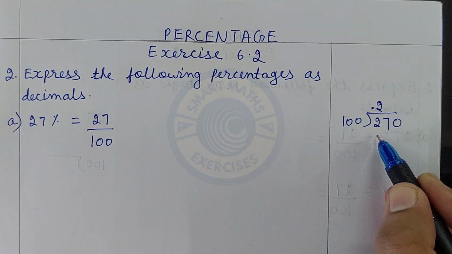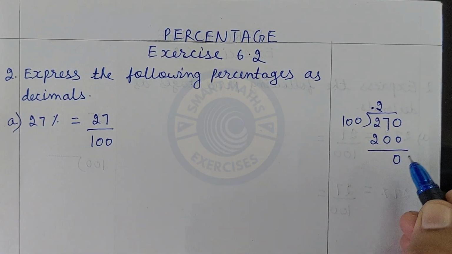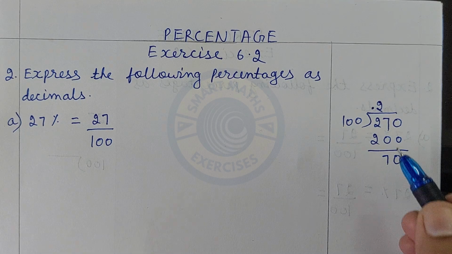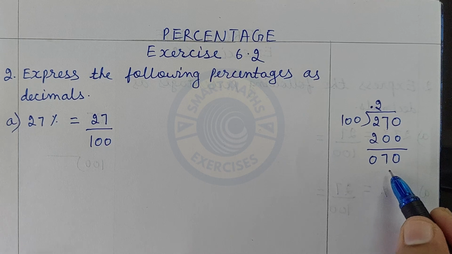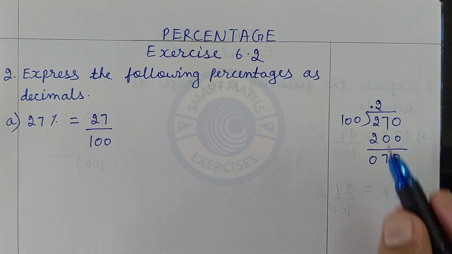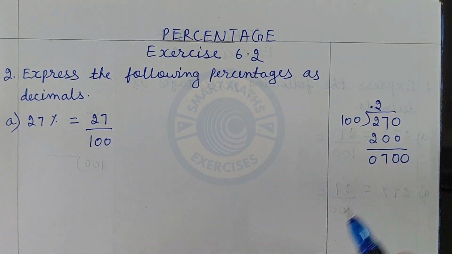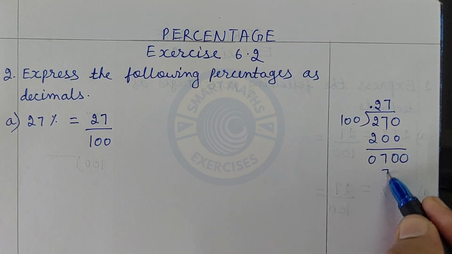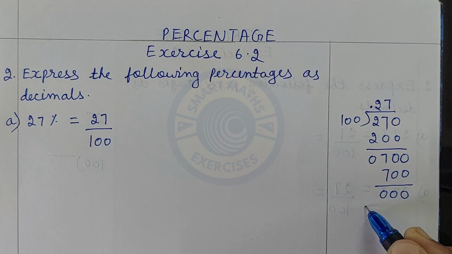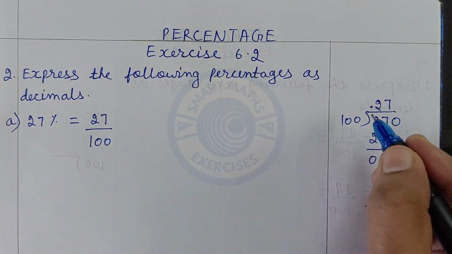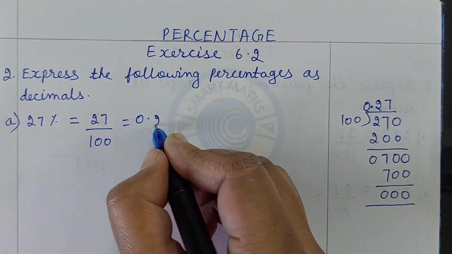100 twos are 200. 0 minus 0 is 0. 7 minus 0 is 7. 2 minus 2 is 0. Now we have to get 0 as a remainder, but we have 70 here. Since we already have a decimal point here, we can directly add a 0 here. So 100 sevens are 700. 0 minus 0 is 0. 0 minus 0 is 0. So answer is 0.27.